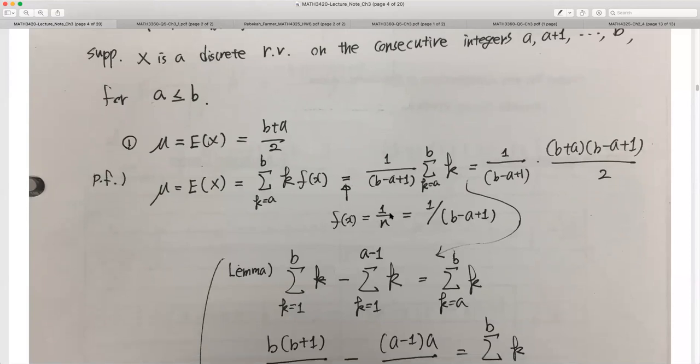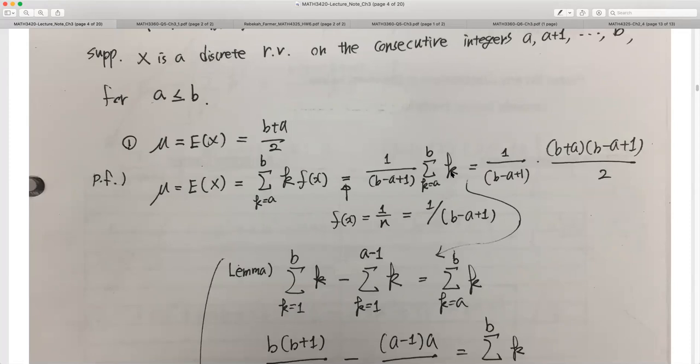Now f of x is 1 over n. Here we figured out that n is b minus a plus 1, right? So we plug 1 over (b minus a plus 1) into f of x. Since 1 over (b minus a plus 1) can be considered a constant, because in the sigma k is the moving index, we bring out that fraction. So we get that fraction times sigma k.